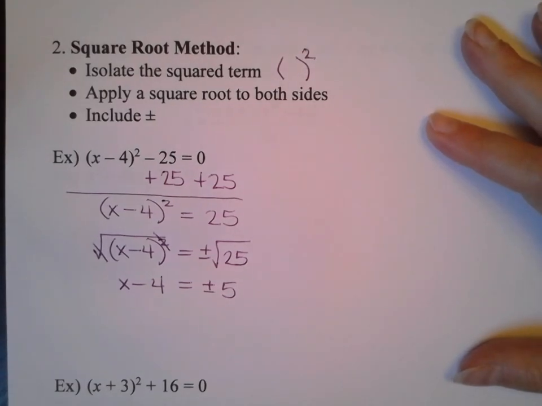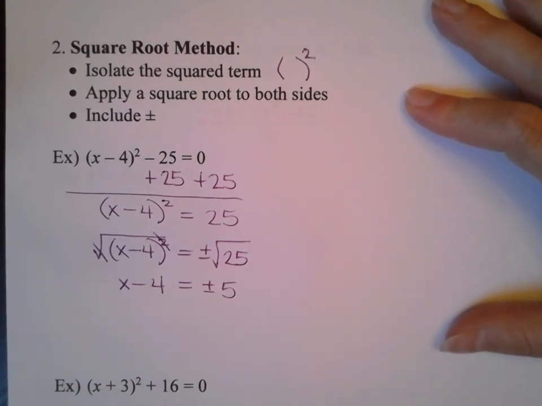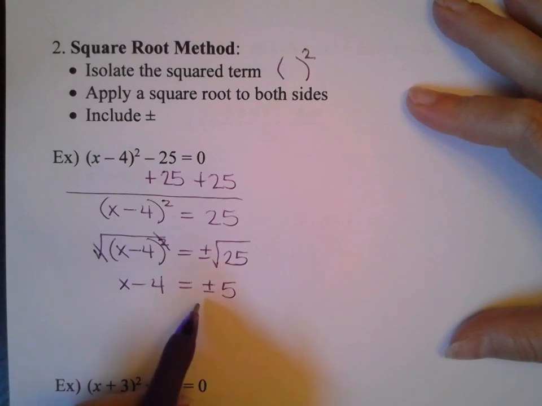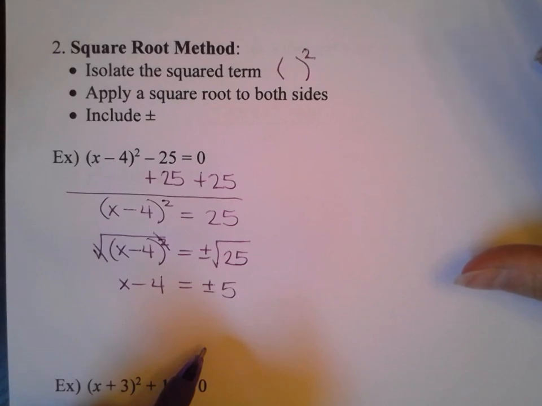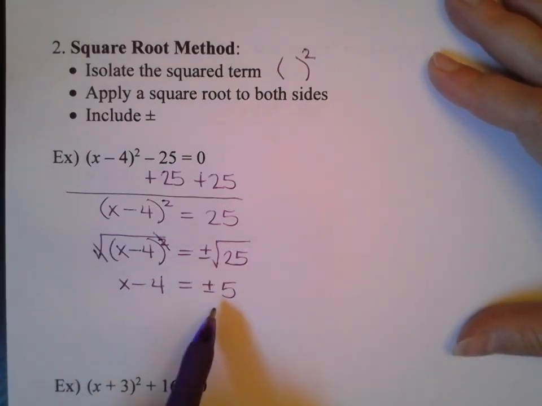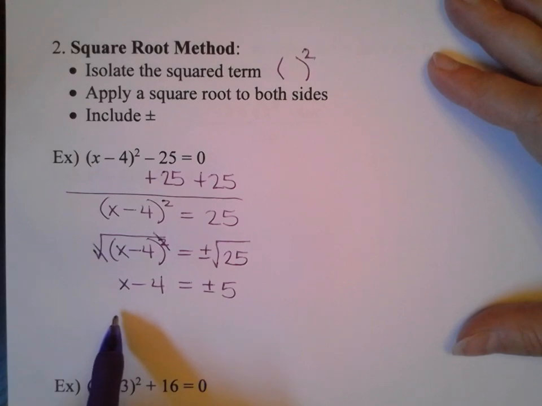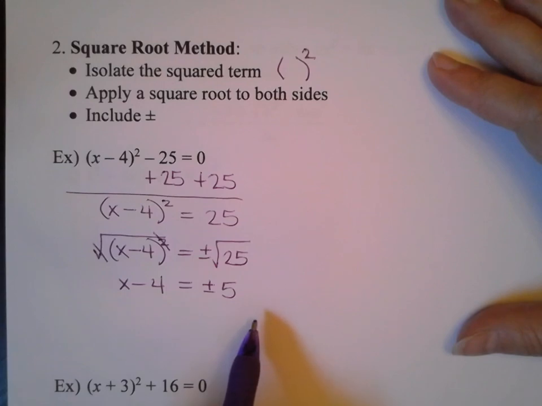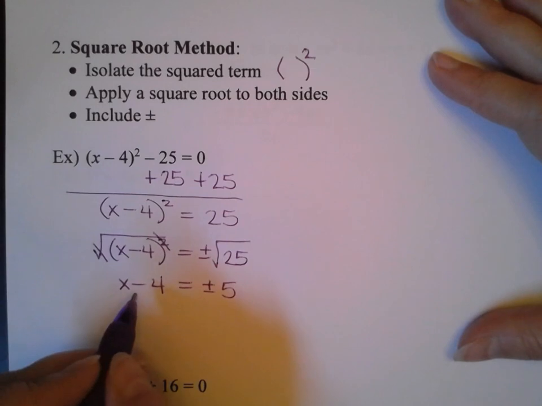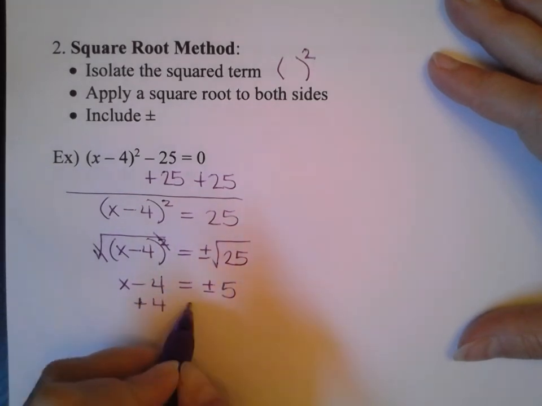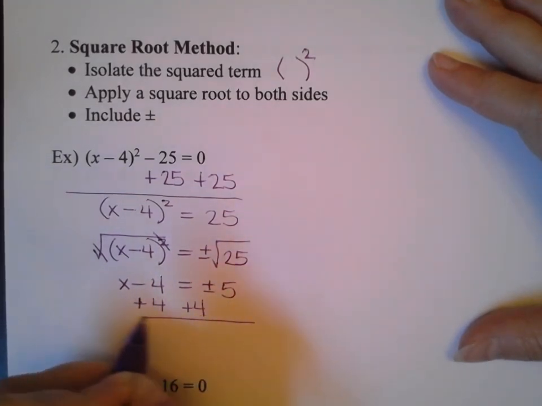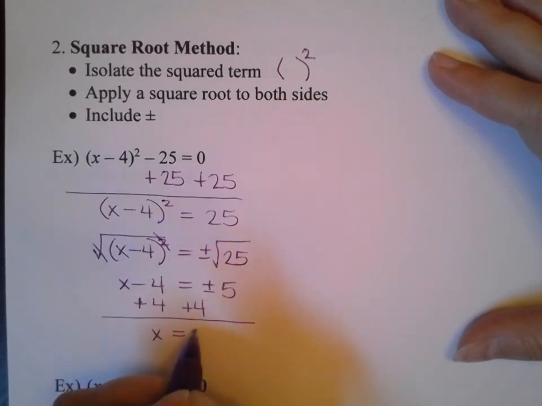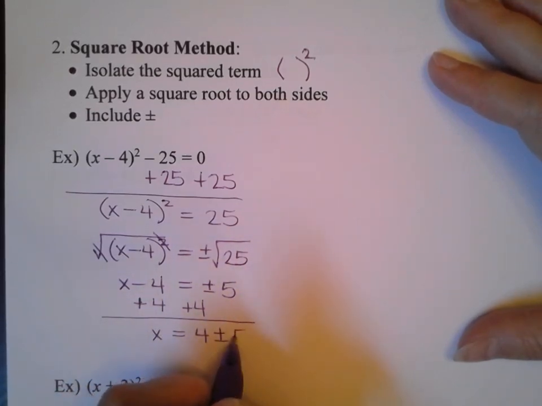Okay, you have a couple of options of how you want to work this out from here. I like to add the 4 over and put it in the front and then calculate my two possible answers. If you would rather, you could split this up right now into two possibilities, right? X minus 4 equals positive 5 and x minus 4 equals negative 5, and work them out individually. That's another option. I like to do it this way and keep it together. So I'm going to show you that today, that either option is equally valid.